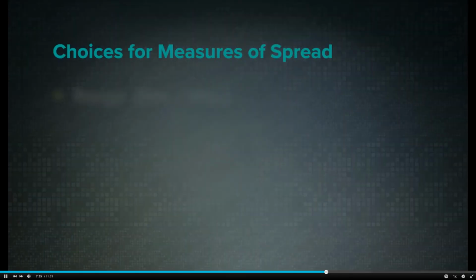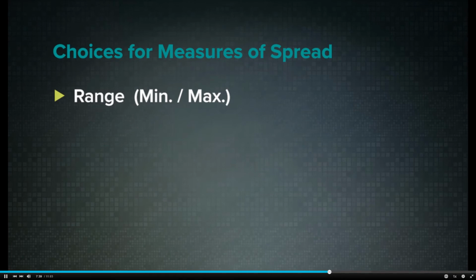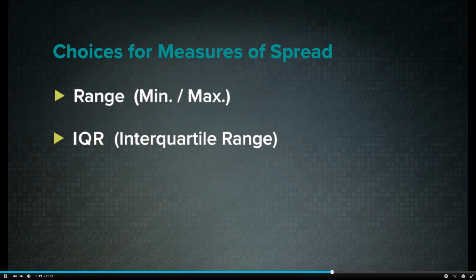Some choices for measures of spread are the range, looking at the difference between the minimum and the maximum numbers, the IQR, which stands for interquartile range, and the standard deviation. We will go into more detail about IQR and standard deviation in other lessons.